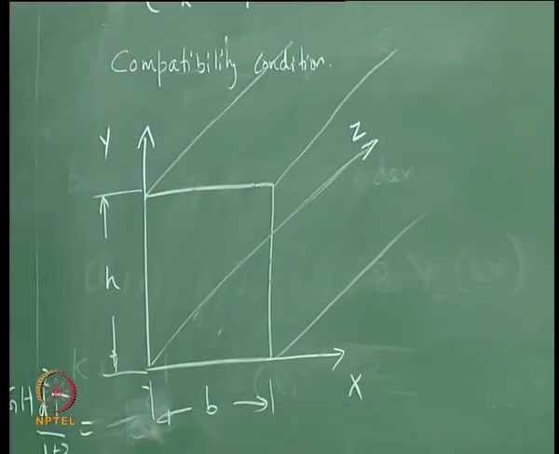So let us consider a wall which is rigid. We can also have walls which are flexible or impedance walls and so on. This is very simple, so we can work out the problem algebraically.